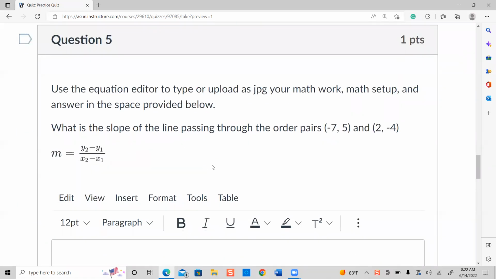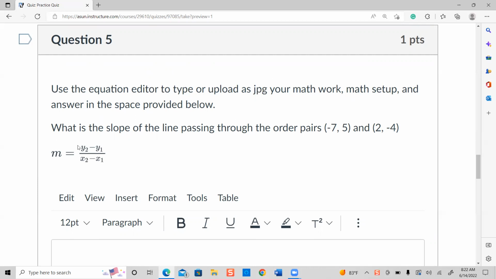Question 5 says use the equation editor to type, or upload as a JPEG, which means a picture, your math work, math setup, and answer in the space provided below. Okay, so let's talk about this. It says or, so I want to do the equation editor. We're going to type it first, and then next I'm going to go through uploading as a JPEG.